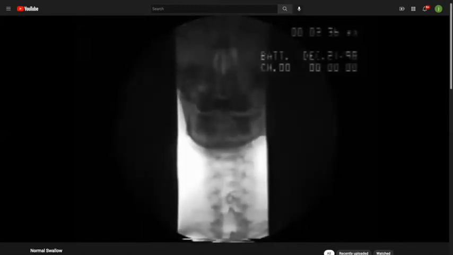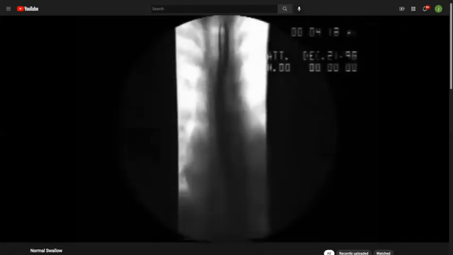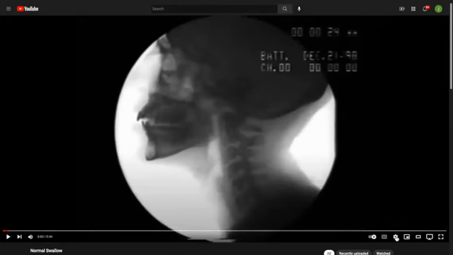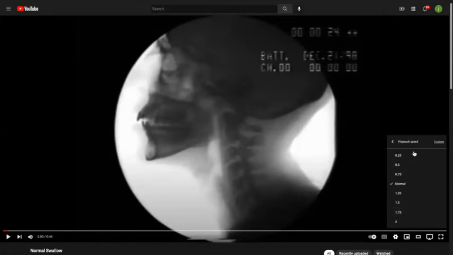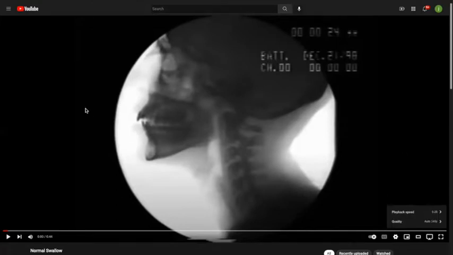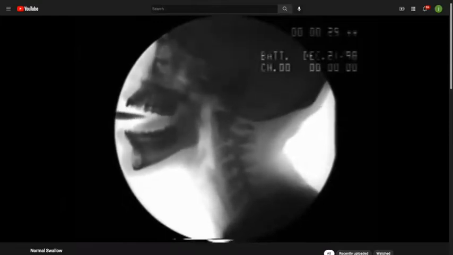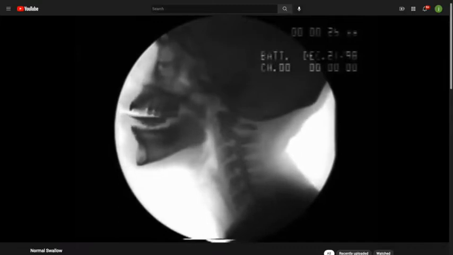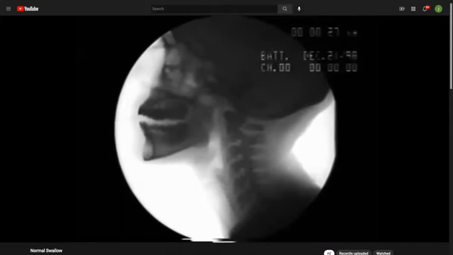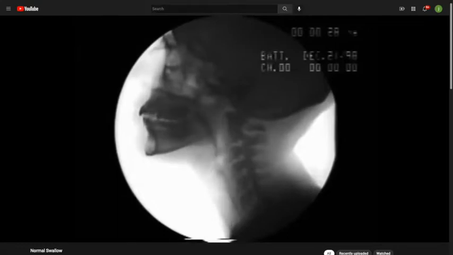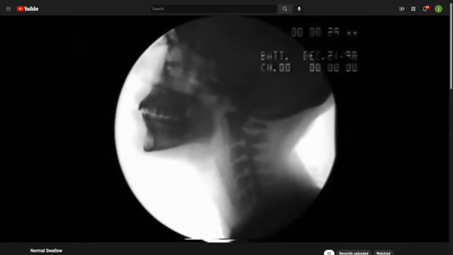That was a lateral view. Here's an anterior view. And one of the cool things about YouTube is it allows you to replay things at a variety of speeds. So you could actually change the playback speed to a quarter of the original rate. This allows you to see the swallow at one quarter of the original speed. It happens very quickly, despite even being one quarter of the original speed.